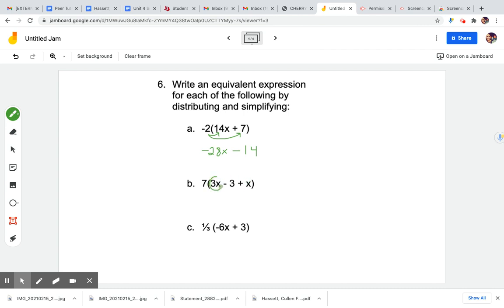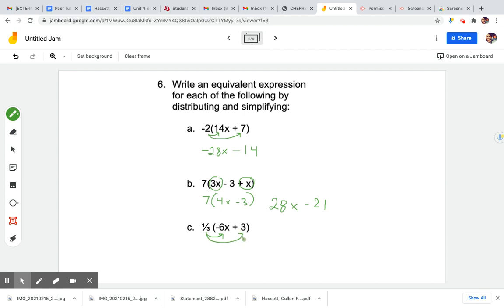Here I'm going to combine my like terms in the parentheses first. You don't have to, but I like to. So I end up with 7 times 4x minus 3. And now when I use distributive property, I get 28x minus 21. If you did it by distributing to each of those terms before combining like terms, you should end up with the same answer at the end.